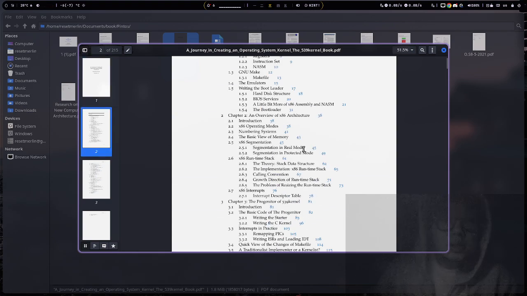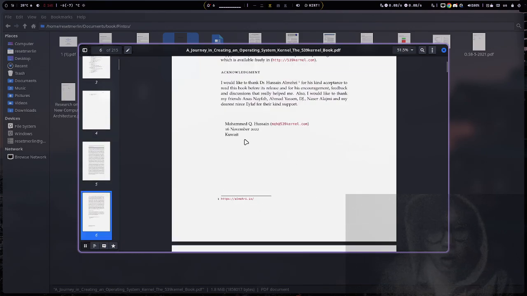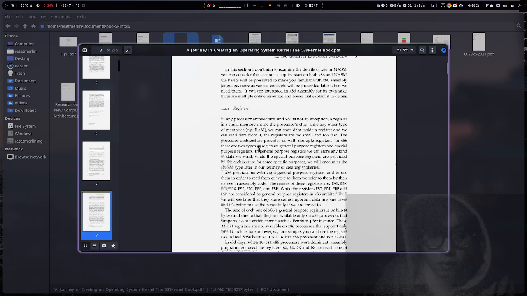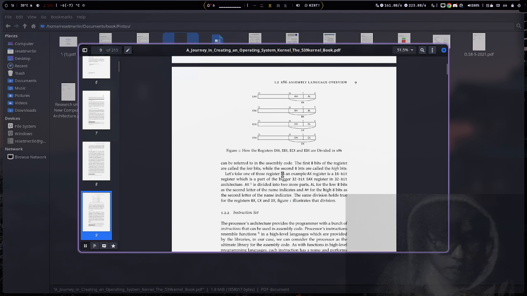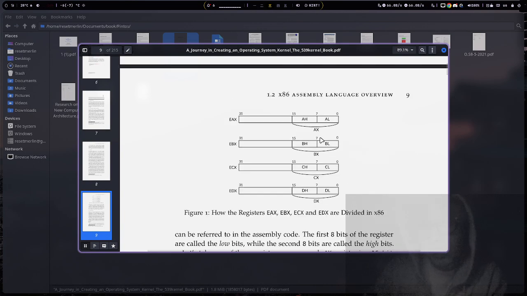The thing I was curious about while reading this, where was it? And this part. I'm just gonna zoom in. I was curious about why we divide into AH or AL. My question was why we have to know about high and low bits.